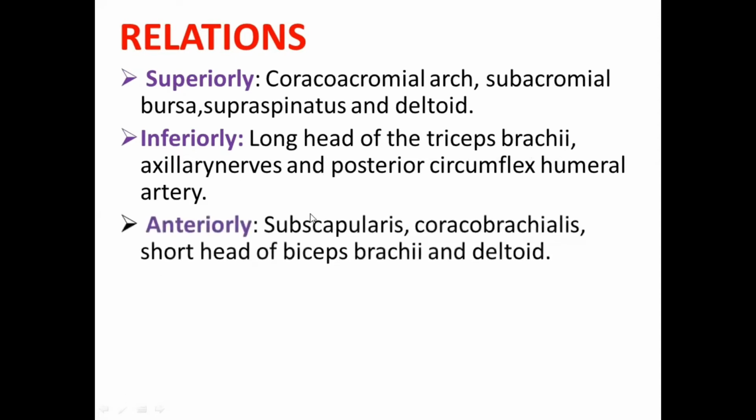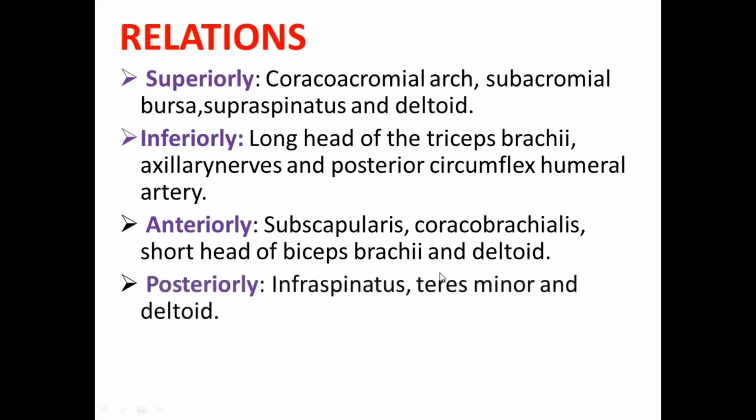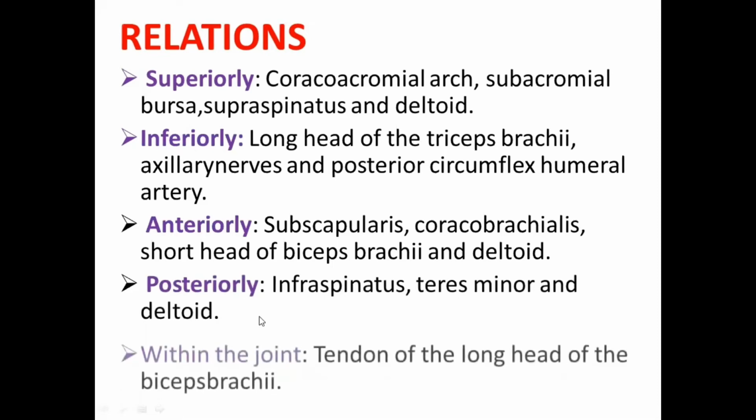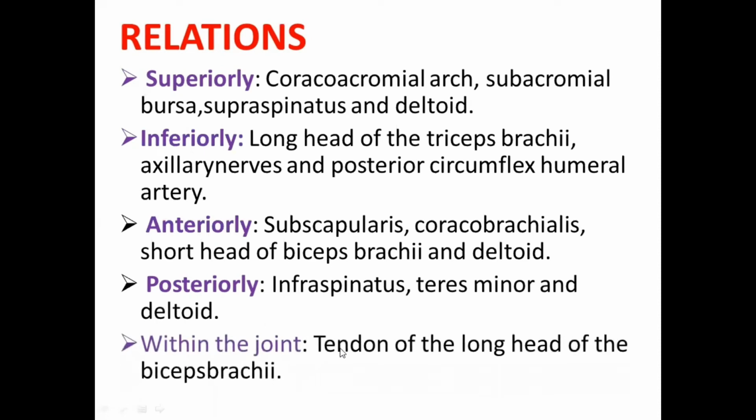And we will see the anterior relations: subscapularis muscle, coracobrachialis muscle, then short head of the biceps brachii and deltoid muscle. These are the anterior relations. Then we will see the posterior relations. There are infraspinatus, teres minor, and deltoid. These are the posterior relations. Then within the joint, there is the tendon of the long head of the biceps brachii. These are the relations of the shoulder joint.